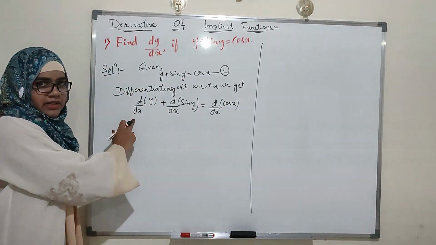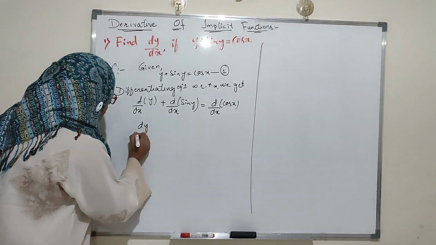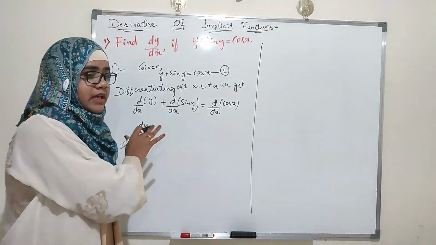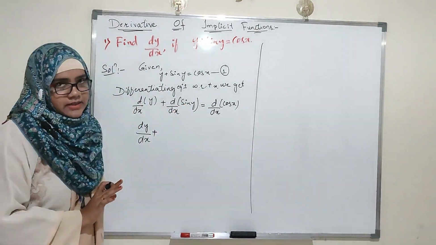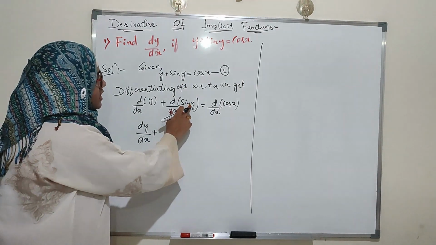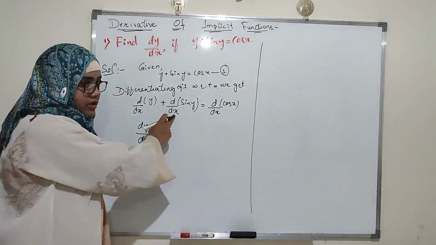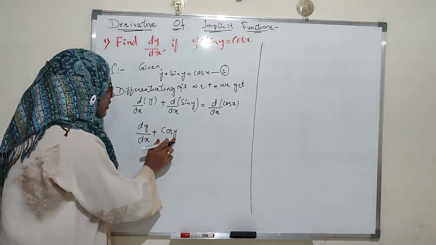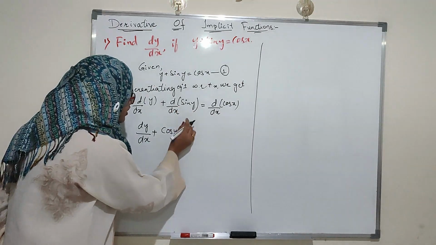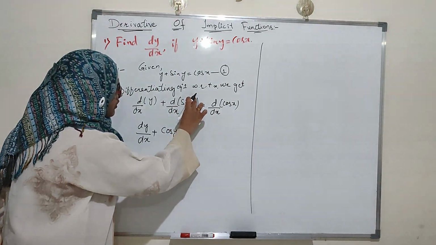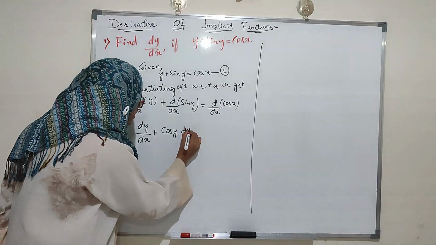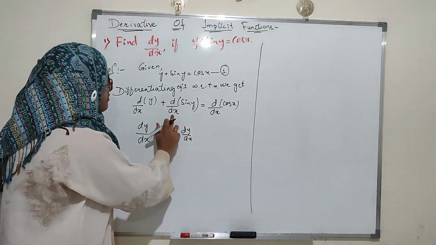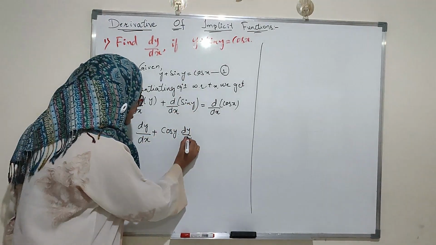Now differentiation of y with respect to x is dy by dx, plus sin y differentiation. Sin x differentiation would be cos x, but here the angle is y, so we have to differentiate it with respect to x. That's why sin y differentiation is cos y into dy by dx, because we again have to differentiate y with respect to x. Differentiation of y with respect to x is dy by dx. That's why we are taking this term.